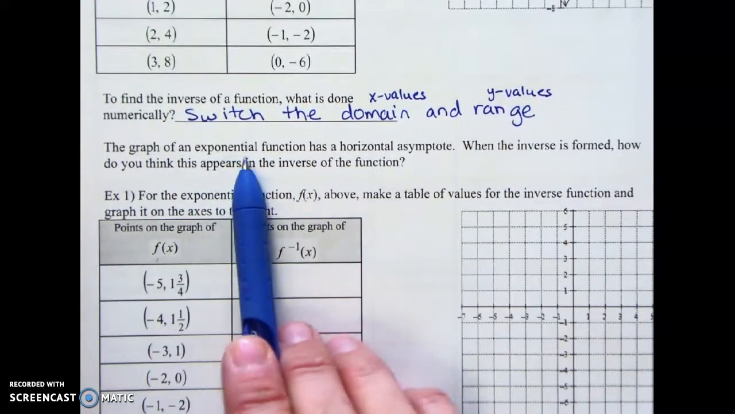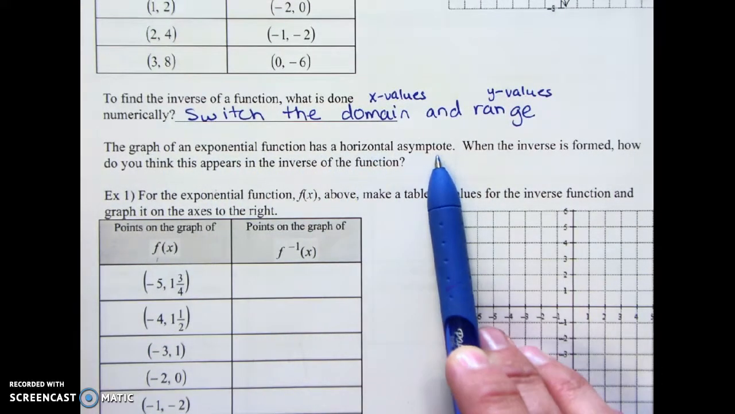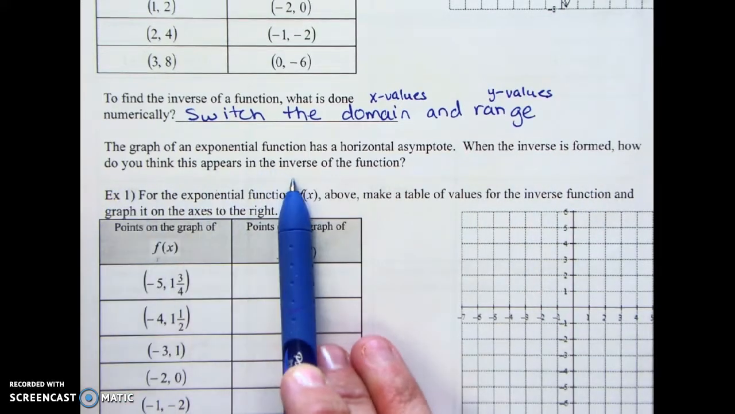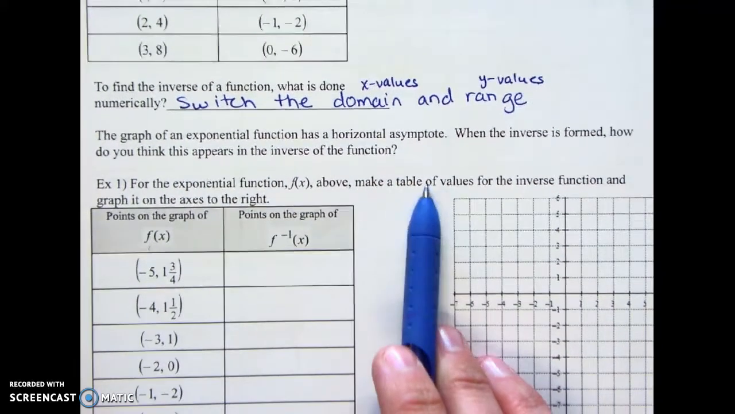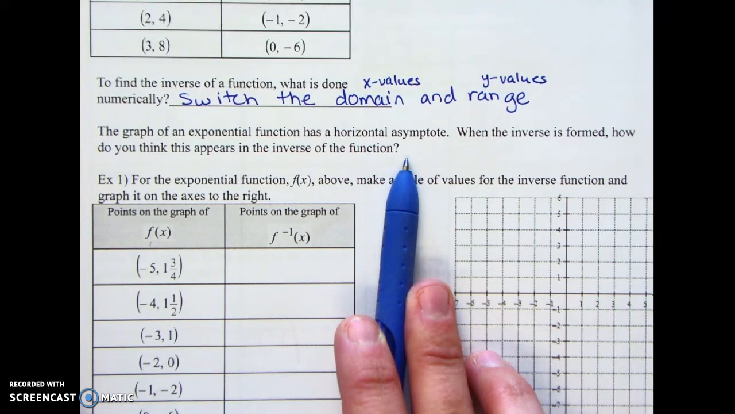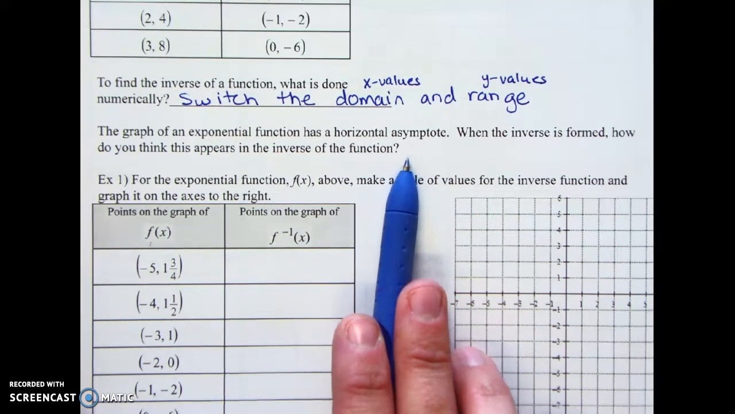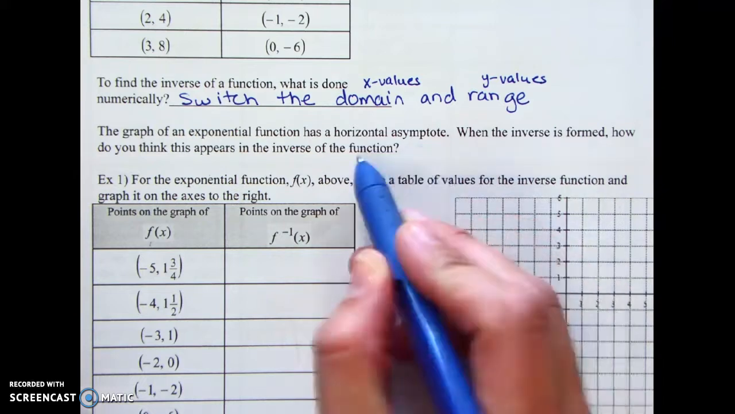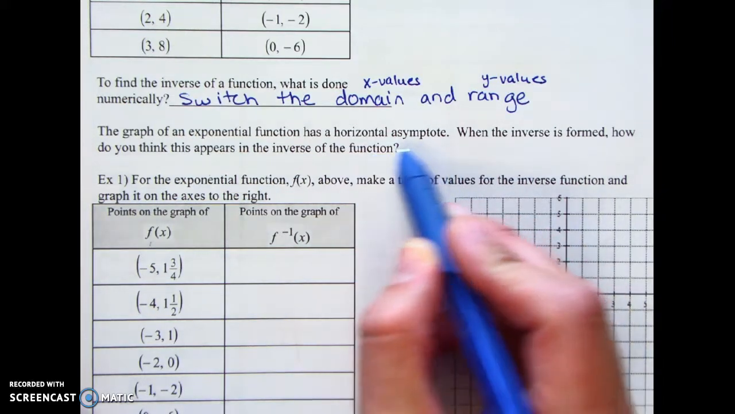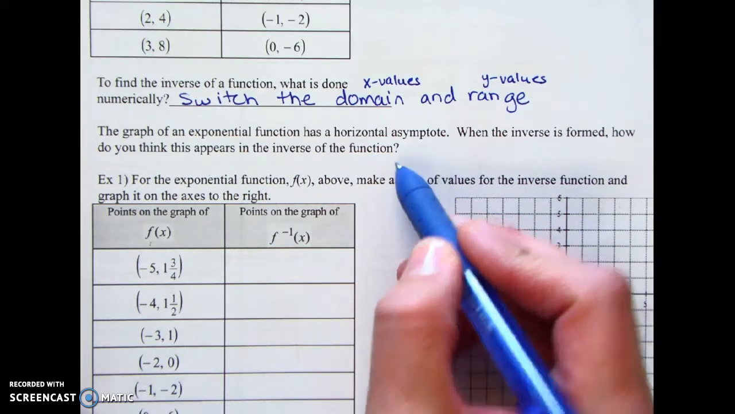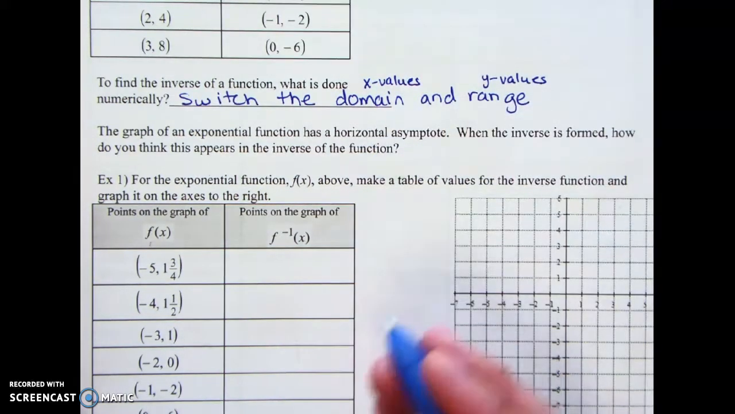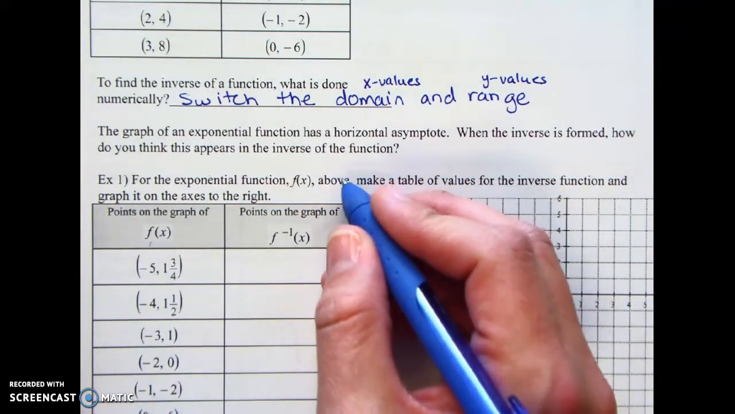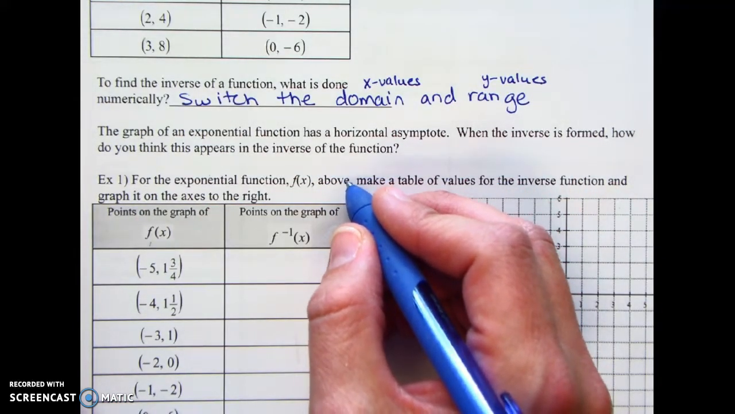The graph of an exponential function has a horizontal asymptote. When the inverse is formed, how do you think this appears in the inverse function? At first I'm like, you guys have no idea how to do this, but maybe we could figure it out. The horizontal asymptote is a horizontal line. What's the horizontal asymptote for this one? Okay, so it's 2, but how do we write that as an equation of a line?